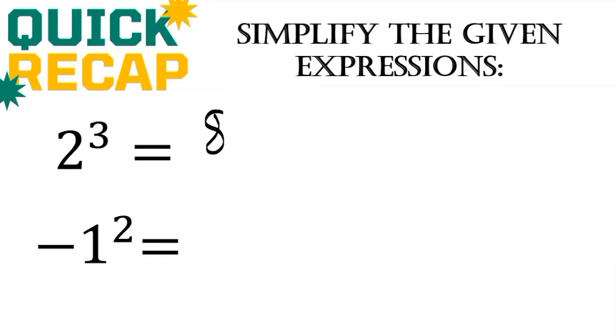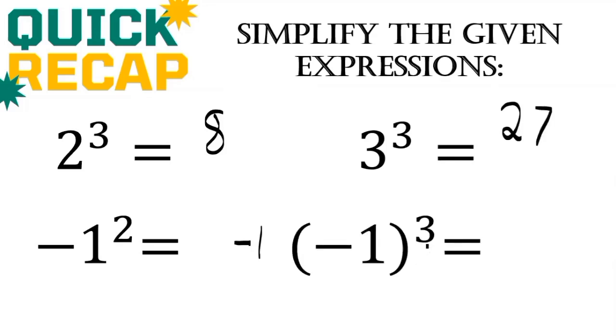Next, negative 1 raised to 2 is equal to 1. We have 3 cubed, which is equal to 27. And negative 1 raised to 3 is equal to negative 1. Okay? So this is just a quick recap of what you have before, and I hope it refreshes your mind about what we have to discuss this week.